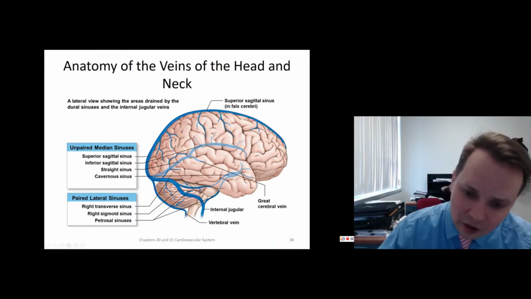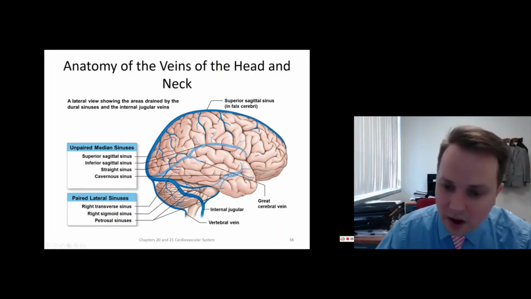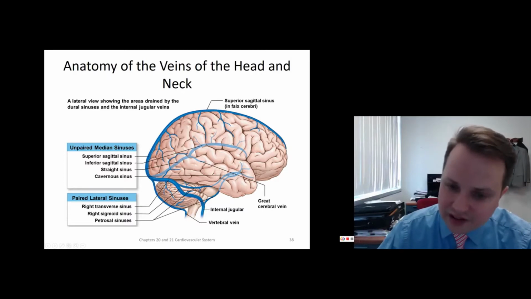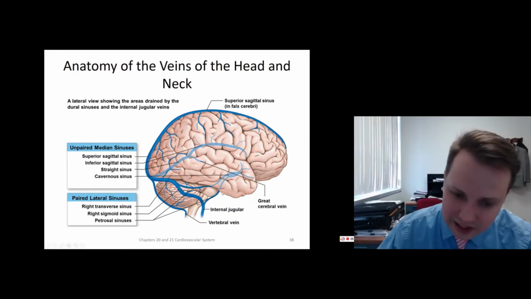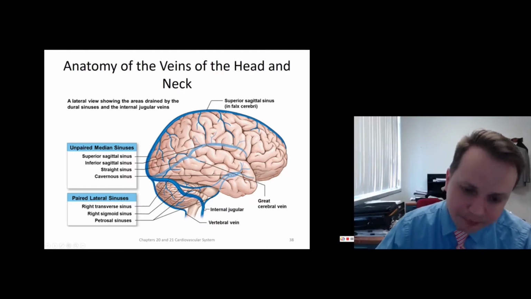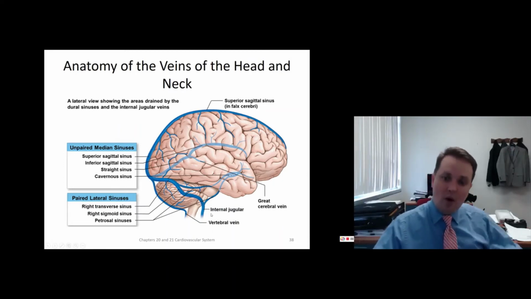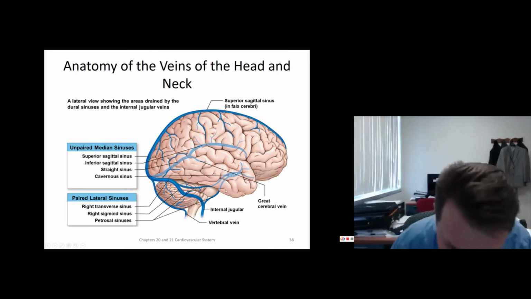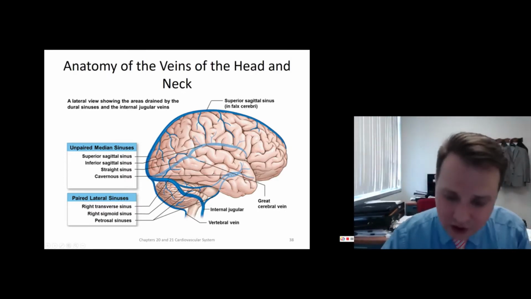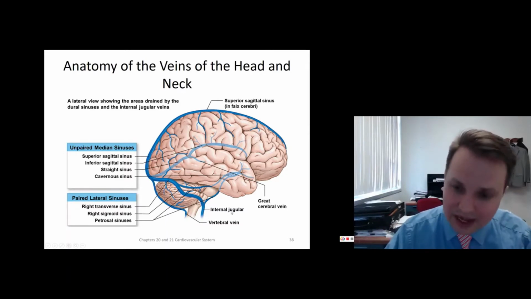Draining to the sigmoid sinuses, there are the cavernous sinus going to your petrosal sinuses. This is near the petrous portion of the temporal bone. They're going to come down and help form the internal jugular vein, and the internal jugular vein will go down to help form your superior vena cava. Now, the external jugular vein, not seen here, we're going to come back to in a minute.